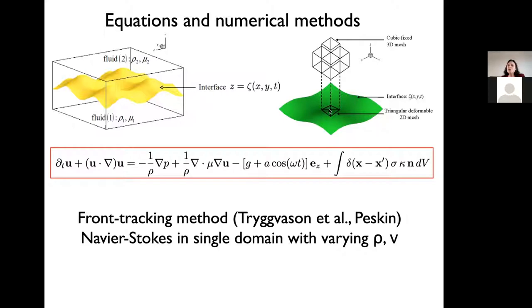And the cubes interact with the triangles in the following way. The surface is advected by the velocity, which is calculated with the usual Navier-Stokes here. And here's the oscillating gravity term. The fluid position, the interface, gives you the curvatures and all that, and that gives you the surface tension, which is a term in Navier-Stokes which affects the velocity. So the velocity advects the interface, and the interface through the surface tension affects the velocity. And the authors of this method, founders of it, are people like Tryggvason and Peskin.